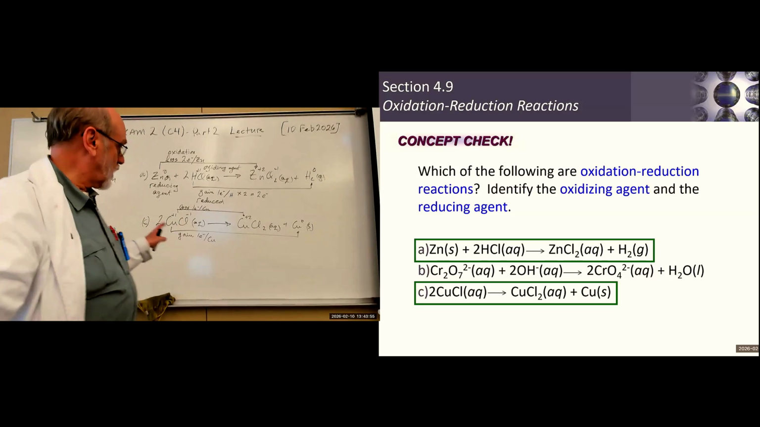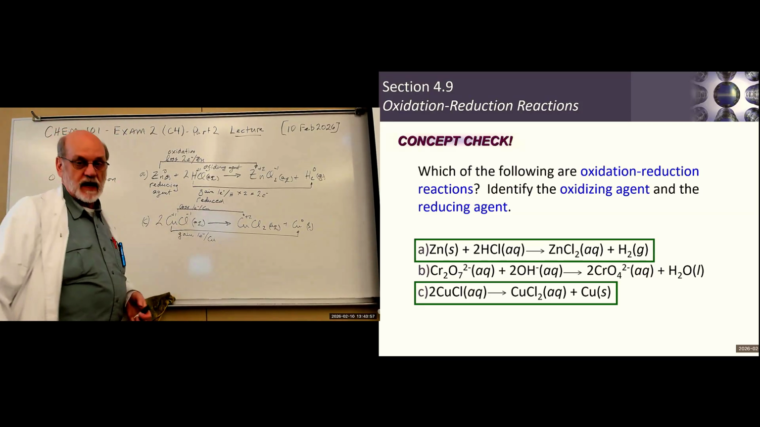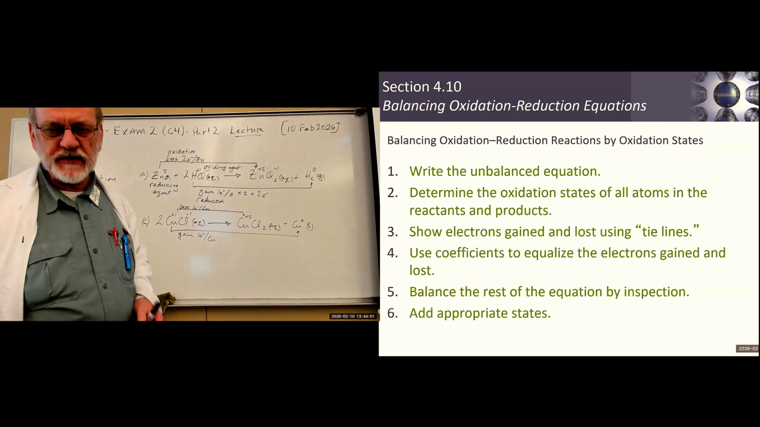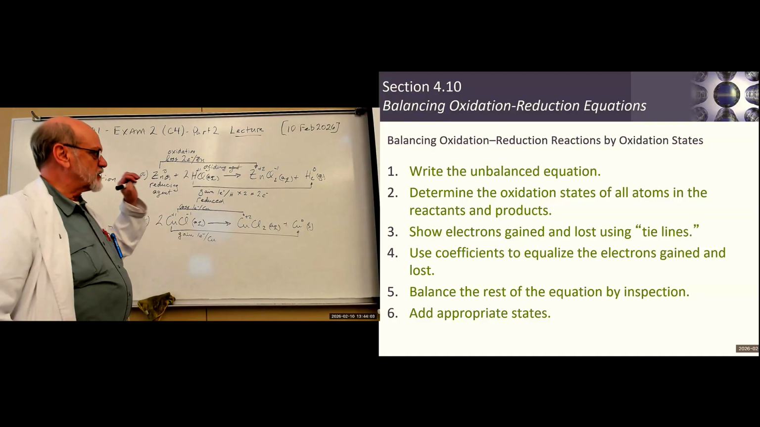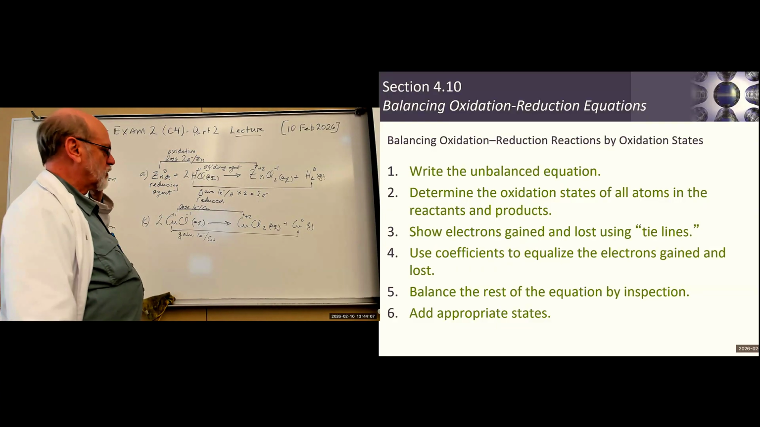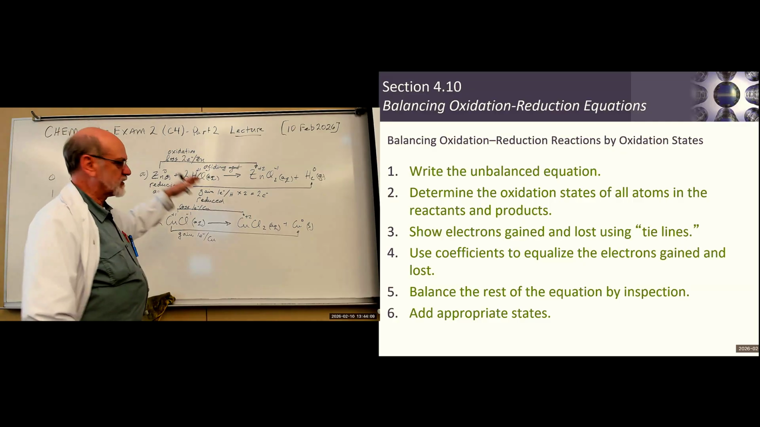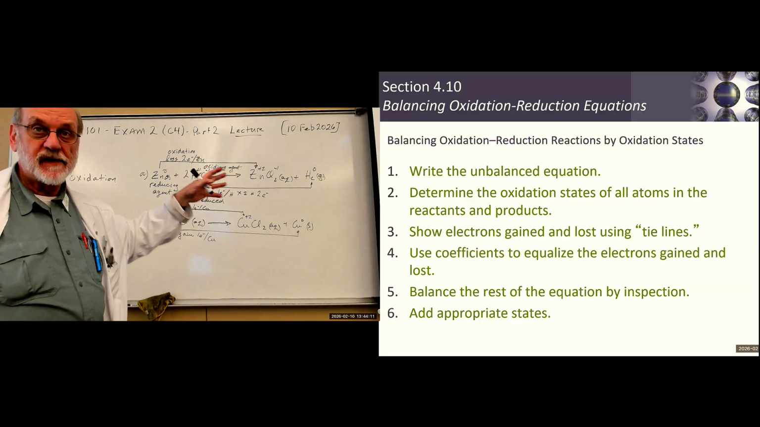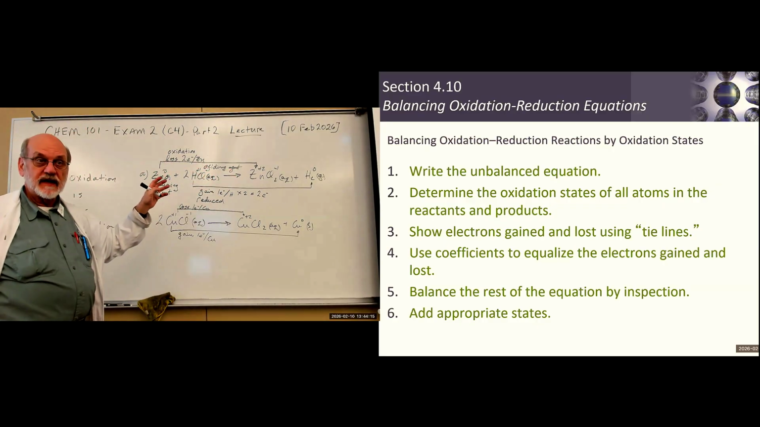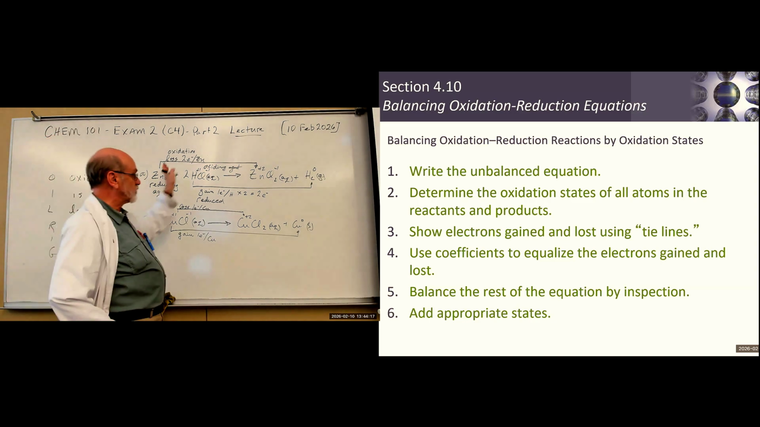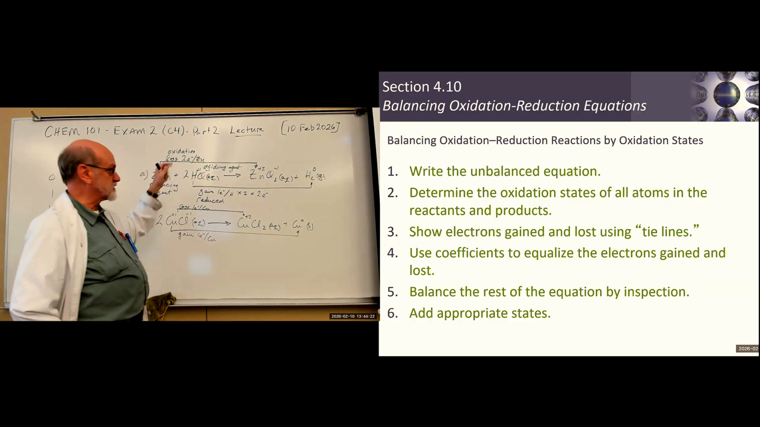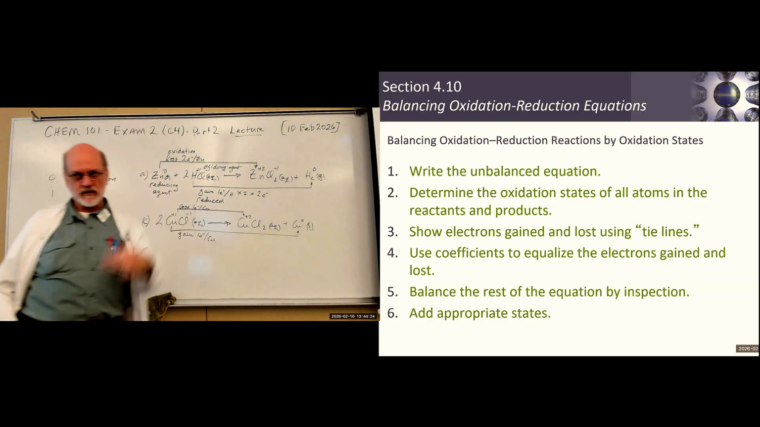Okay, so those two are oxidation reduction reactions. So this is what I do. You follow the same procedure. You write your compounds correctly. You balance the equation. Then you do your oxidation states. And if you have a change in oxidation state from one side to the other on any of the elements, then you draw your tie lines and say which one's oxidized and which one's reduced.